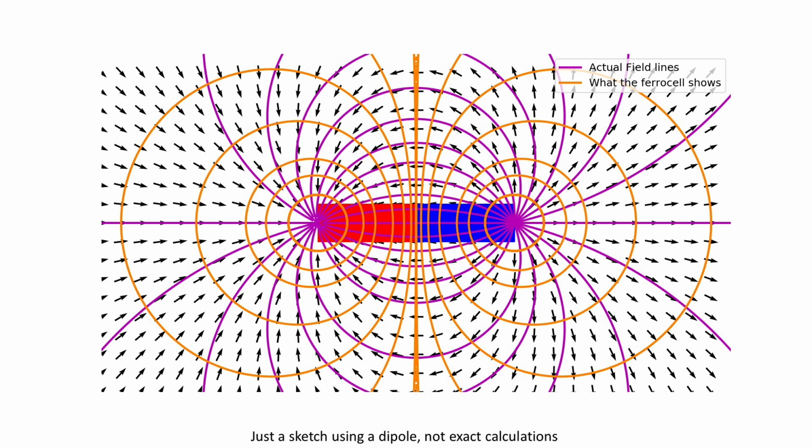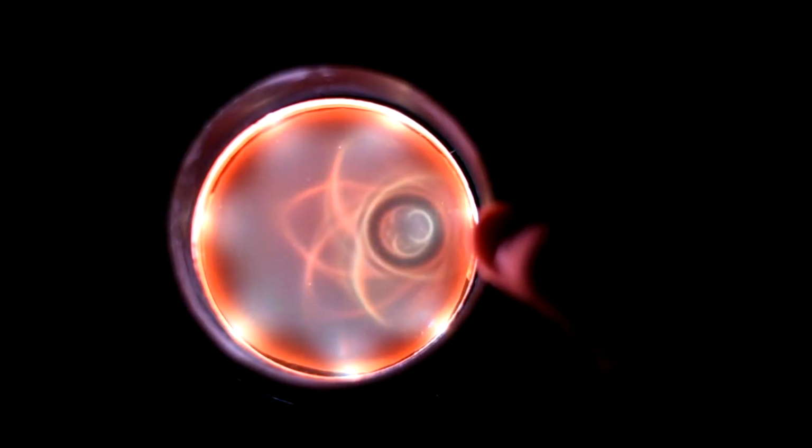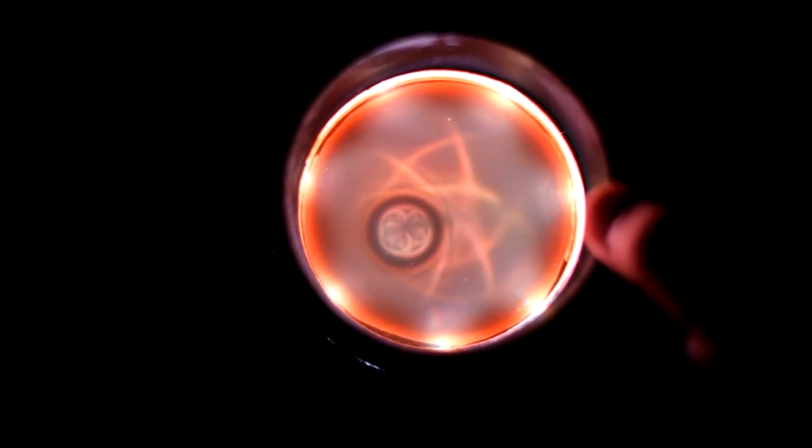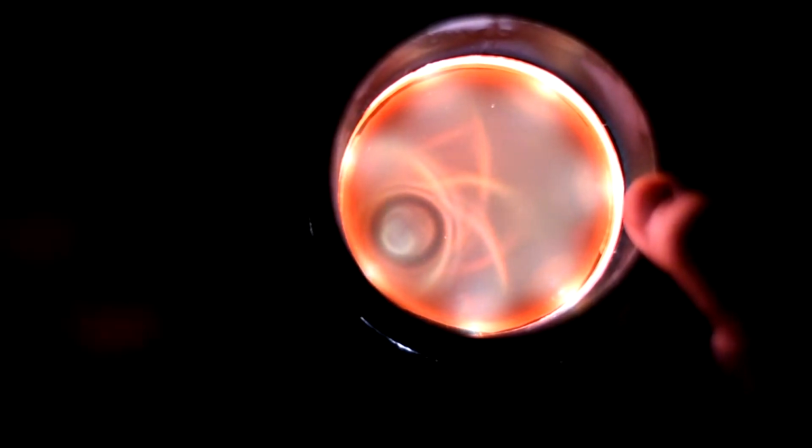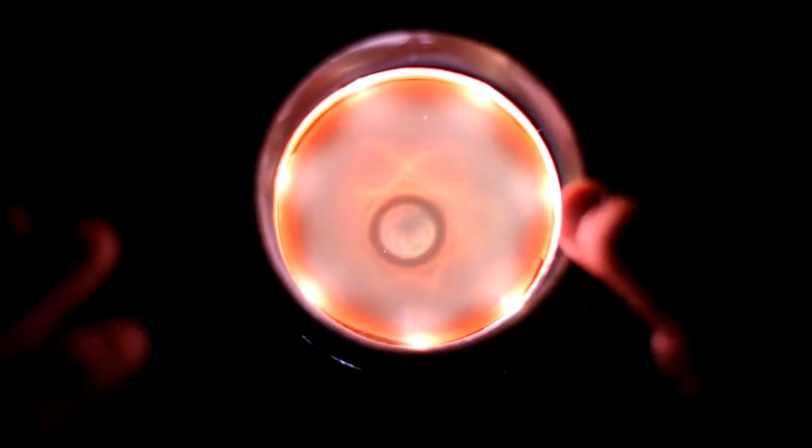Now, this is not entirely useless, but the key thing that should tell you that the ferrocell images do not show the magnetic field lines is that the pattern changes depending on the angle you are looking from, the angle at which you are holding the light, how many lights you are using, and also, magnetic field lines are just an abstraction. They don't really exist.